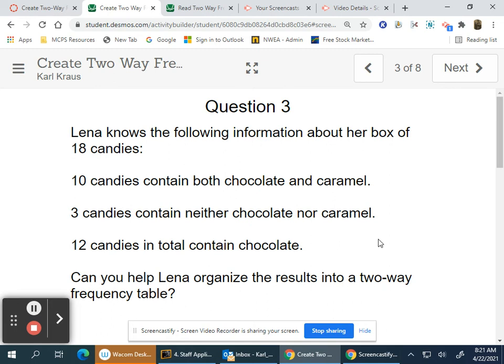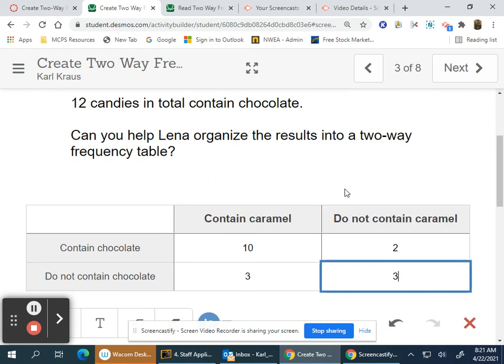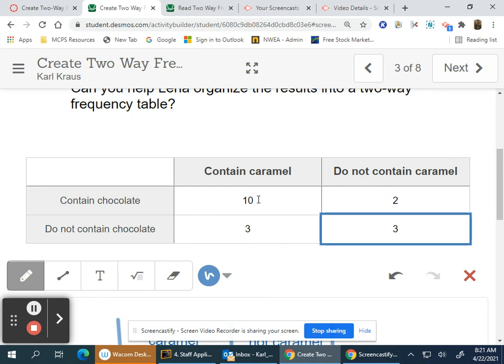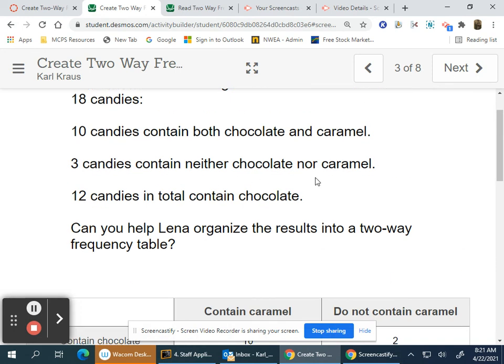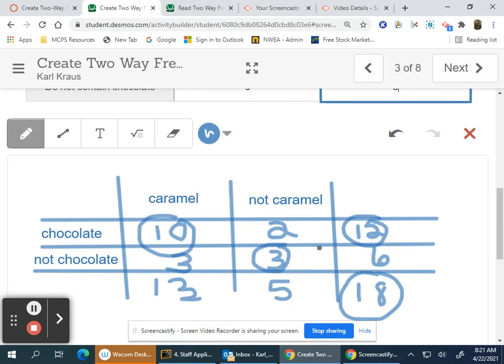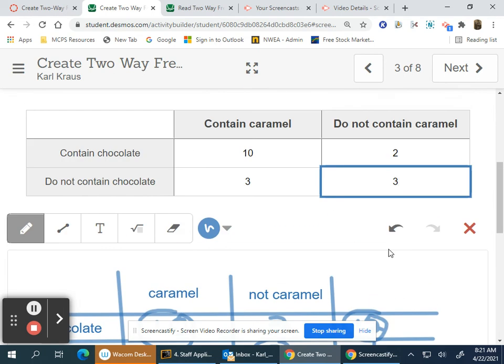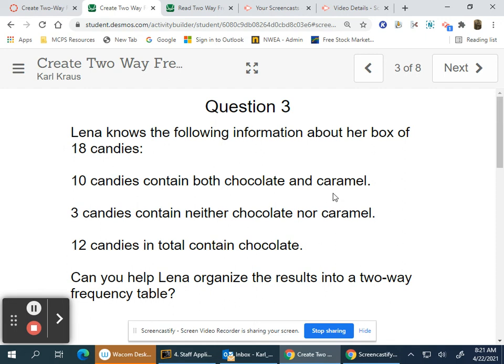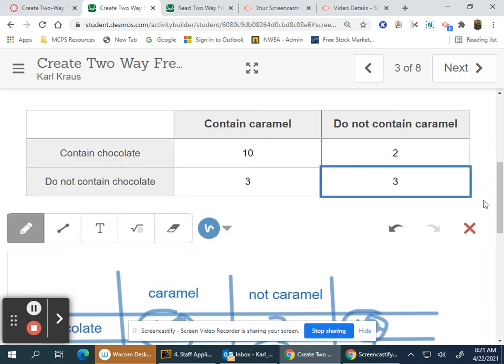So some of these things you can get directly: 10 candies both chocolate and caramel, that fits right in there. 3 candies contain neither, that fits there. But 12 candies in total contain chocolate, that goes over here, and then you have to subtract to find the number. So that's why I like to make the table with the totals in it, so that way I can use some of the information. And 18 goes here in the corner. So you wouldn't be able to look at that without the totals columns.